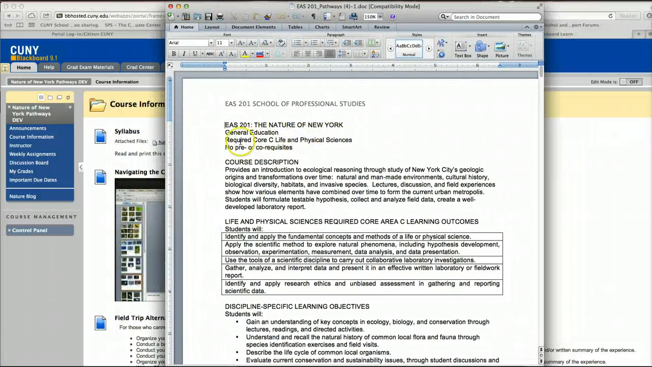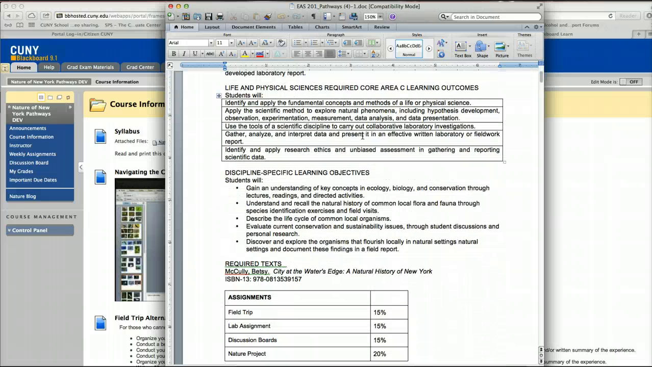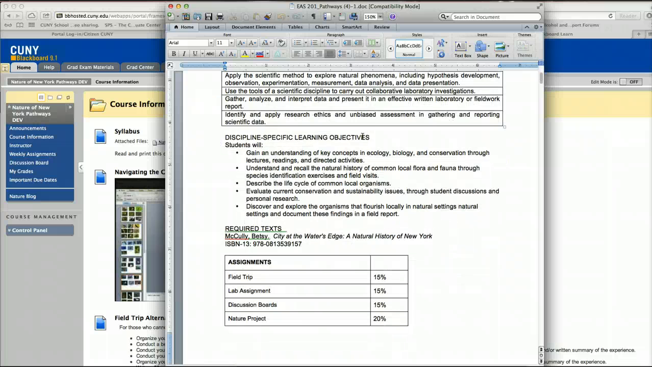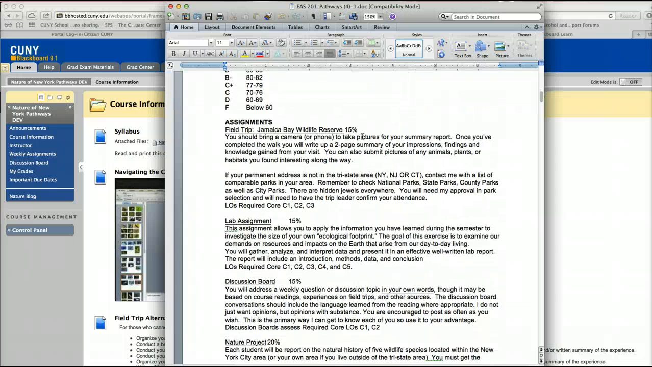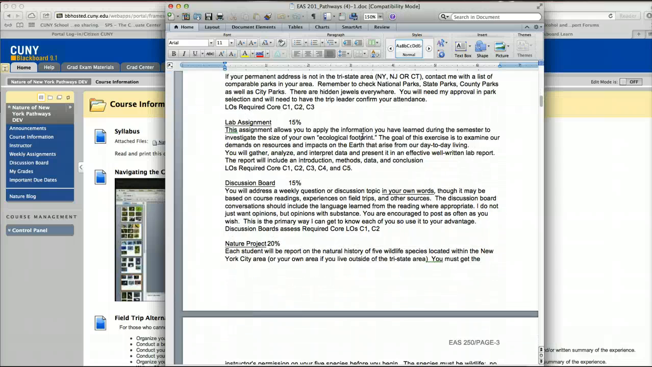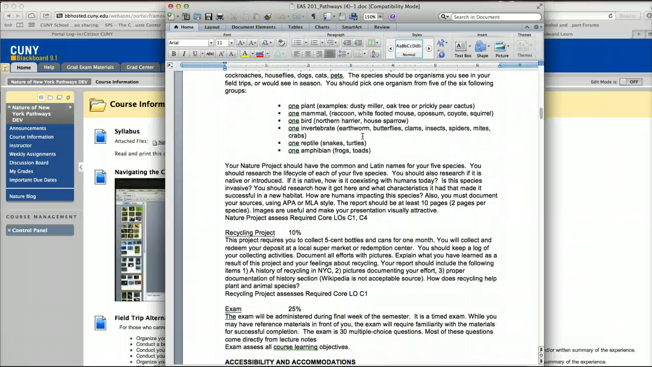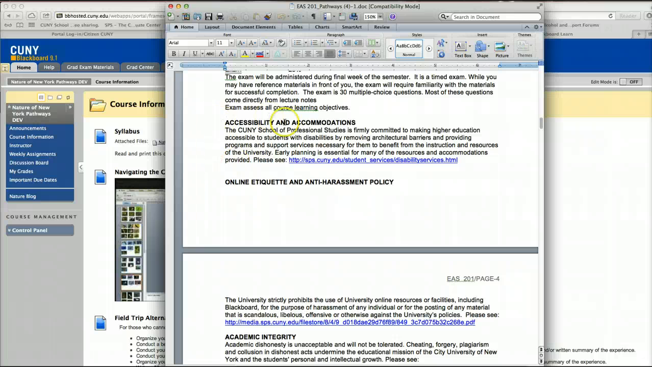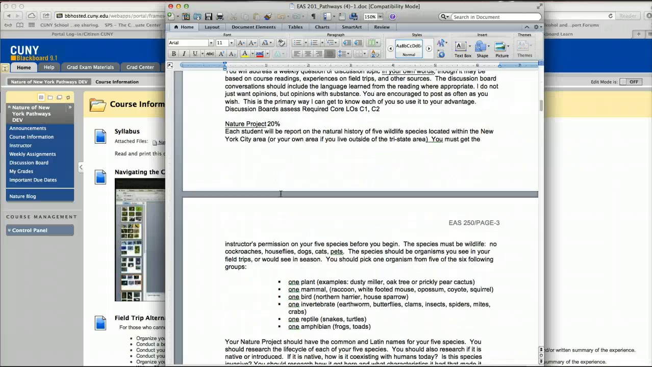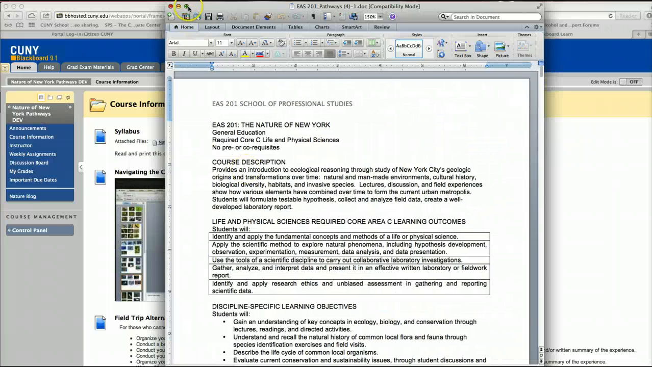Okay. This is a required core course for life and physical sciences. There are no prerequisites or co-requisites. We're going to have some assignments, and this describes the grading, field trips, lab assignments, discussion board, nature project, etc., and recycling project if your instructor chooses to do that. There are others. It behooves you to read this from beginning to end because everything about this course applies.